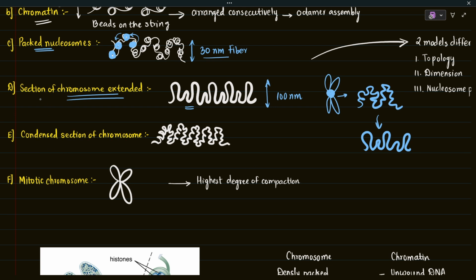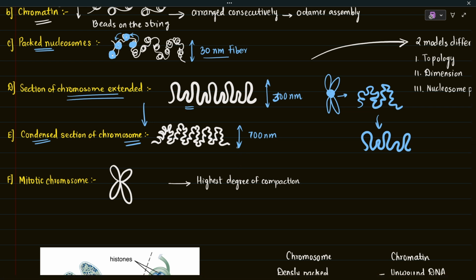Then after this again you coil it, you wrap it intensively, you'll have condensed section of chromosome. Now this is the chromosome, and it is around 700 nanometer. Oh, I made a mistake here. The extended chromosome section is 300 nanometers. Okay, and the condensed section of chromosome is 700 nanometer.